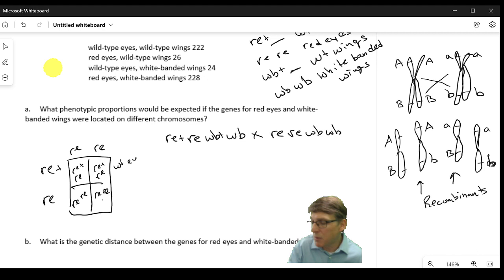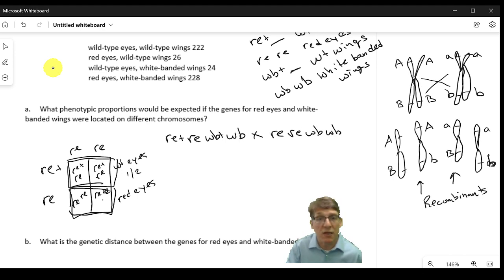And so this would be wild-type eyes here. And then these would be the red eyes. Since 2 out of the 4 options are wild-type eyes, we have a 1/2 or 50% chance of getting the wild-type eyes. Since 2 out of the 4 are the RE without the plus, meaning recessive, that gives us red eyes. We have a 1/2 probability of getting the red eyes.